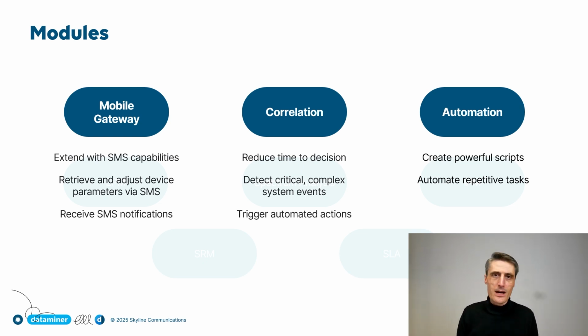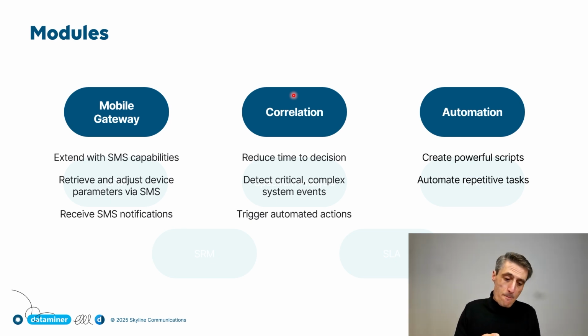So just be aware that this is a possibility. The correlation and automation sometimes go hand in hand because they can be linked to each other. The correlation engine is able to detect certain situations in your DataMiner system and react on that. One of the things to react with is running an automation script. So that's why they sometimes come hand in hand.